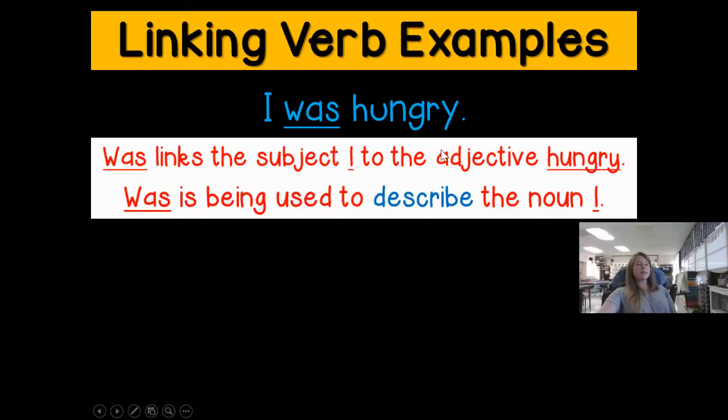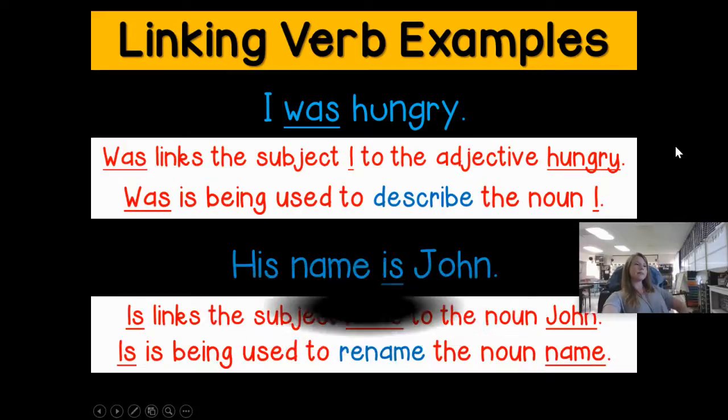I was hungry. Was links the subject, I, that's what the sentence is about, to the adjective hungry. Hungry is describing the person that's saying I. So was is being used to describe the noun I.